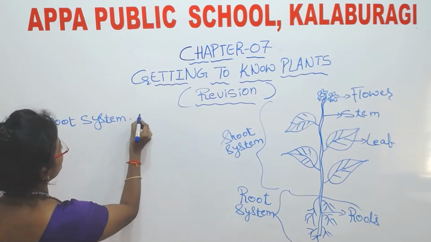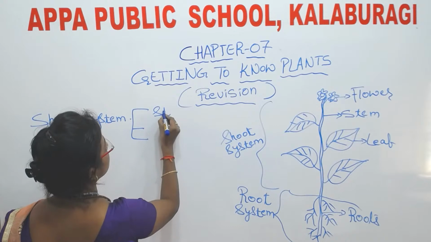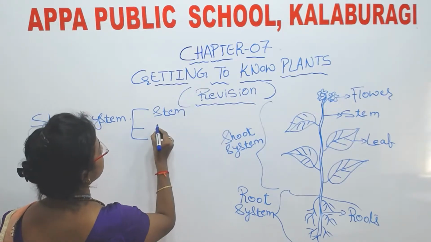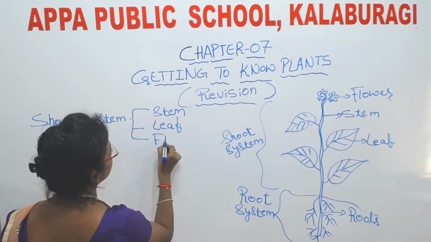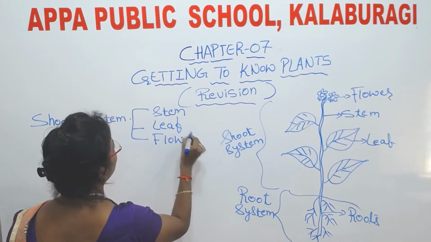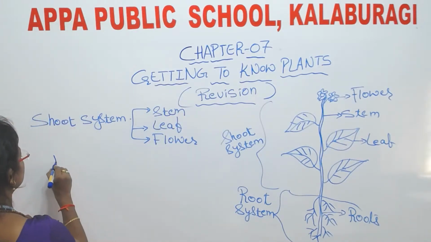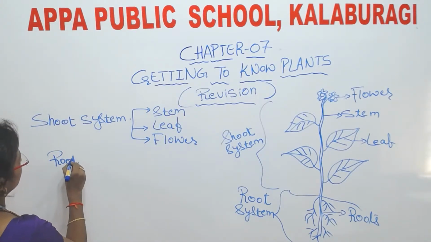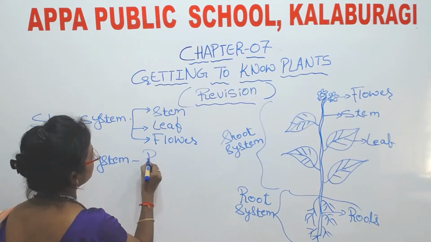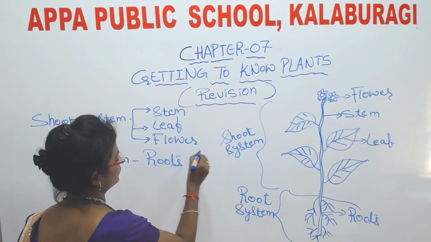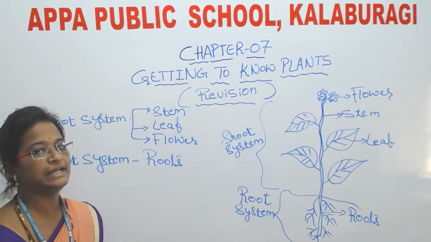So the shoot system consists of stem, leaf, flower, isn't it? Shoot system consists of stem, leaf, flower, and root system, roots. Okay. So now let us discuss one by one in brief.